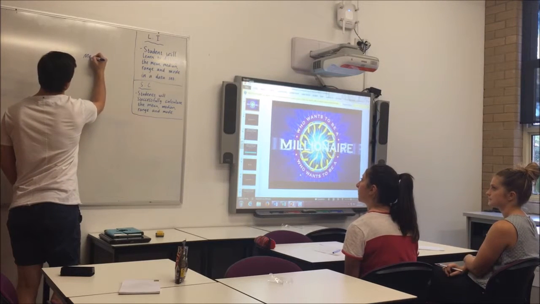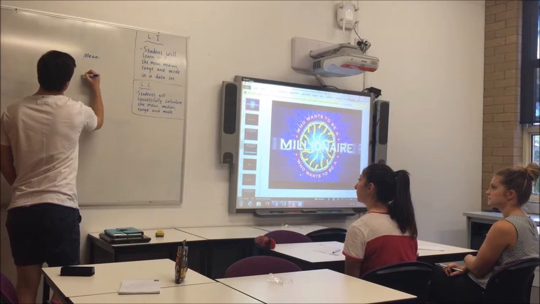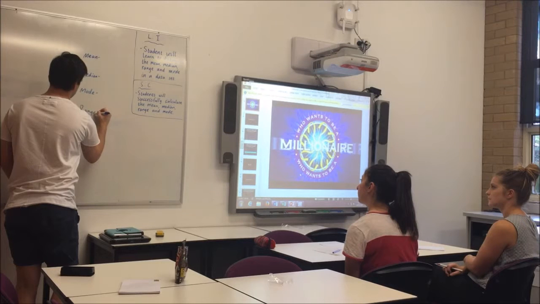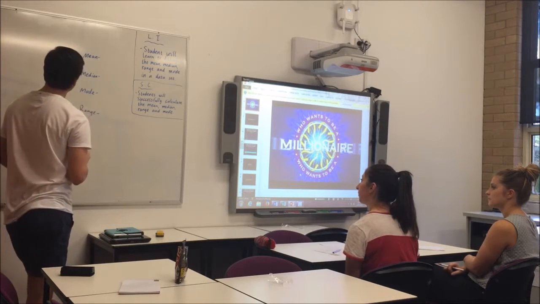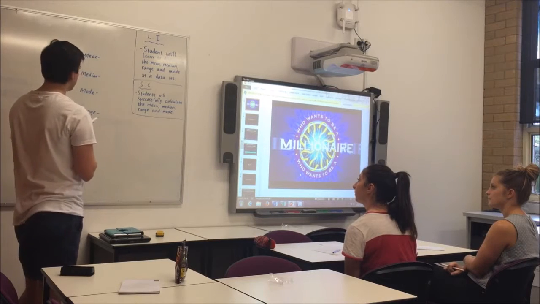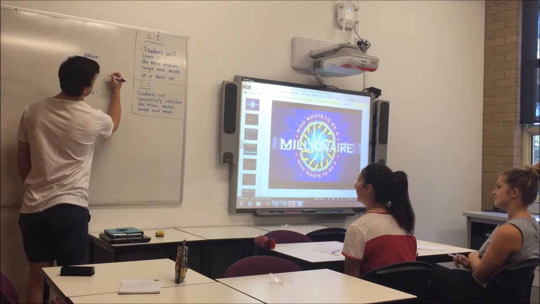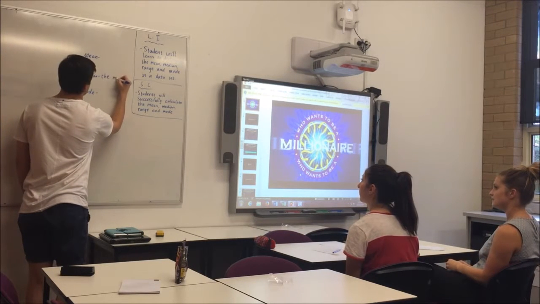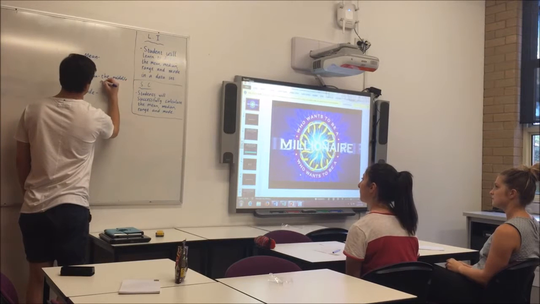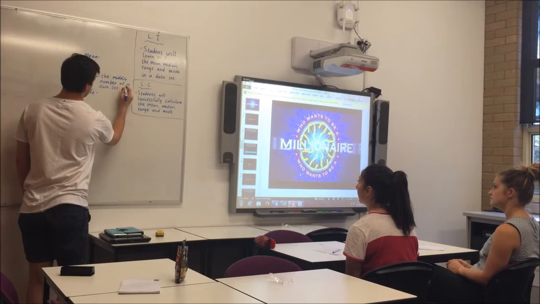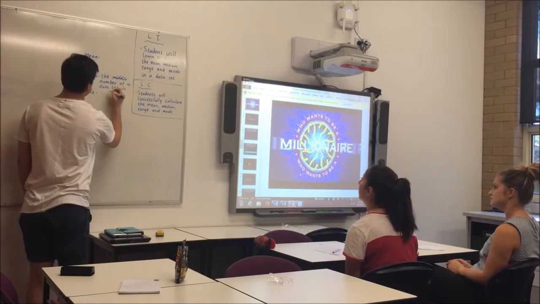The first one is mean, then we have median, mode, and range. Probably start with median. Does anyone know what median might mean? Yes. It's the middle. Middle number, yes. For a data set. In ascending order though. So from smallest to largest.